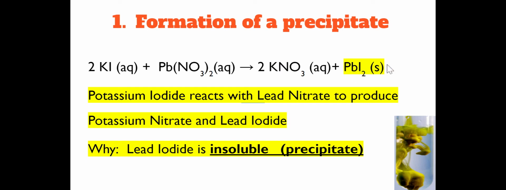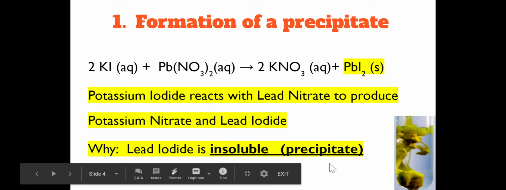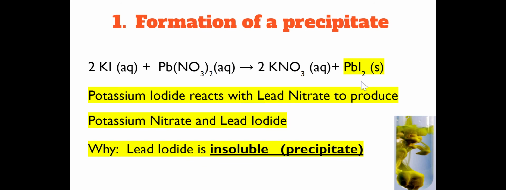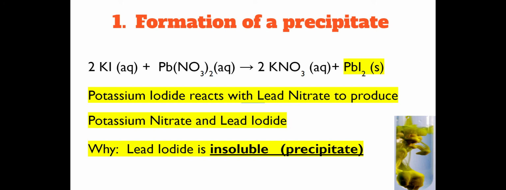However, lead iodide is a solid. It cannot dissolve in water. Because it cannot dissolve, it will come out of the solution. We call this a precipitate. So basically, when potassium iodide reacts with lead nitrate, it produces a solid, which is lead iodide. It's all because this is insoluble, or you can say it forms a precipitate. Therefore, there is a reaction.